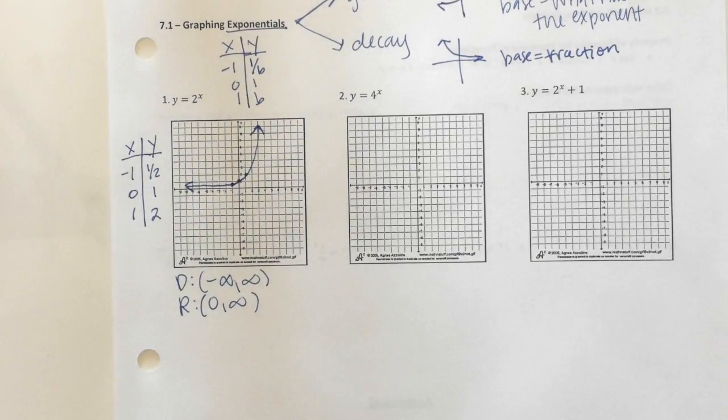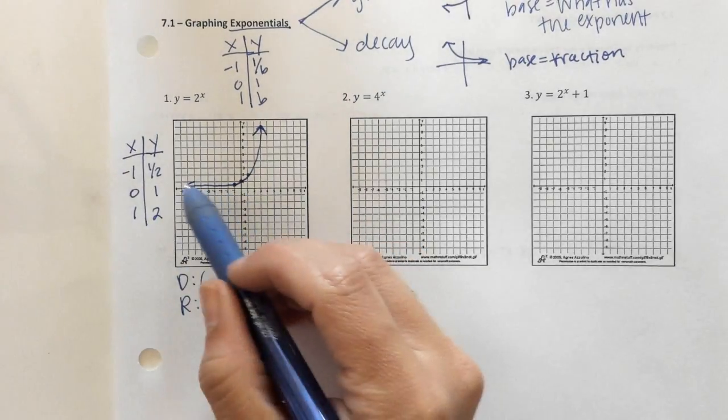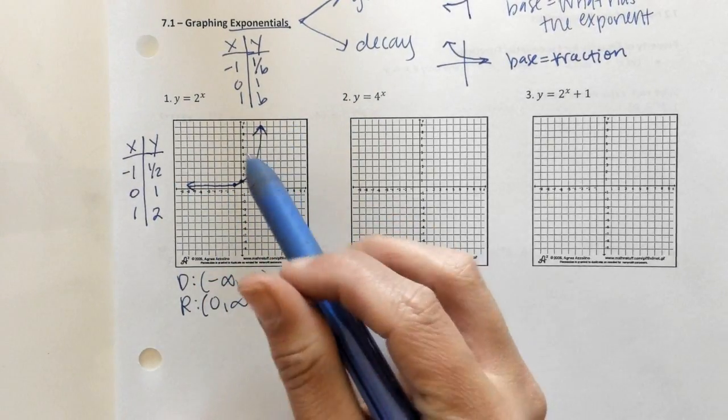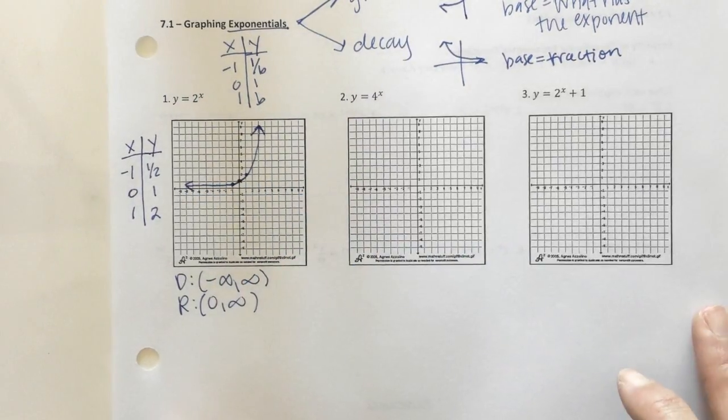I know I'm going kind of fast. I just have to because today's going to be short. Yeah, domain is left to right, so left forever, right forever. Range is up and down, so the lowest it's going to go is 0. The highest it's going to go is forever.